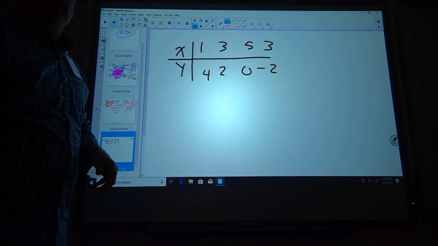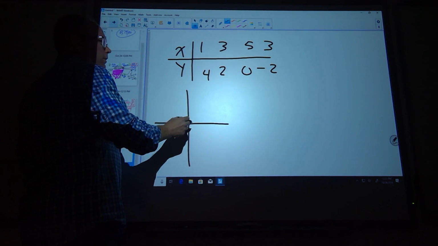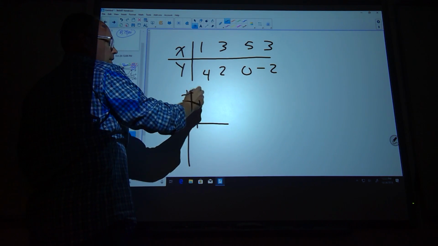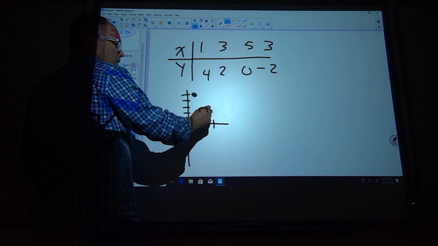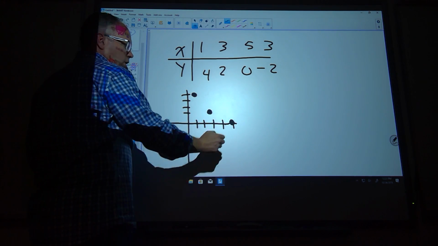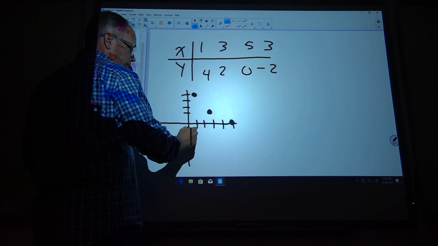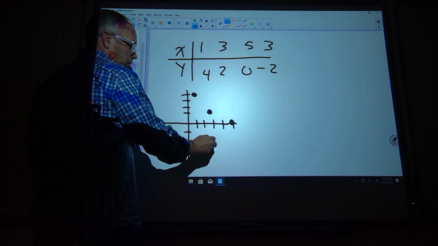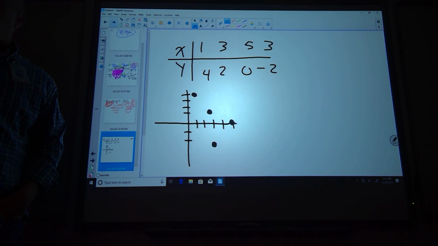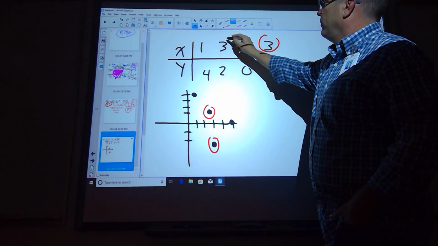A lot of times when I'm looking at this, I might not really know what this is going to look like, so maybe graph 1, 4. And then 3, 2. And then 5, 0. Looks pretty good so far. And then 3, negative 2. So is it a function or not? No. Why not? Yeah, so this right here was the result of this repeating.